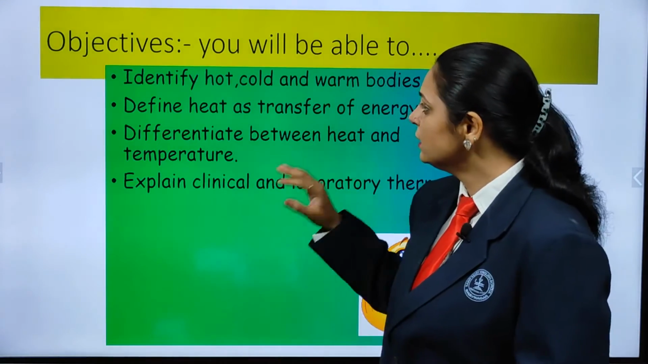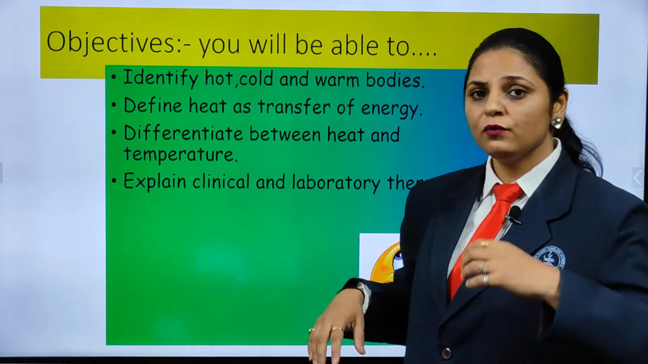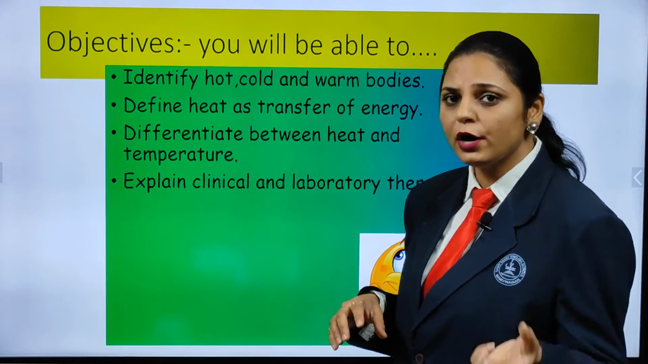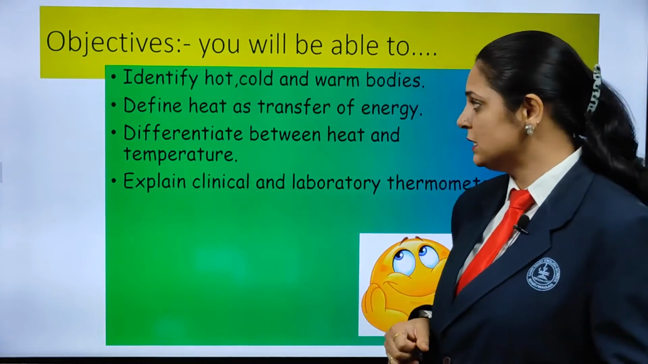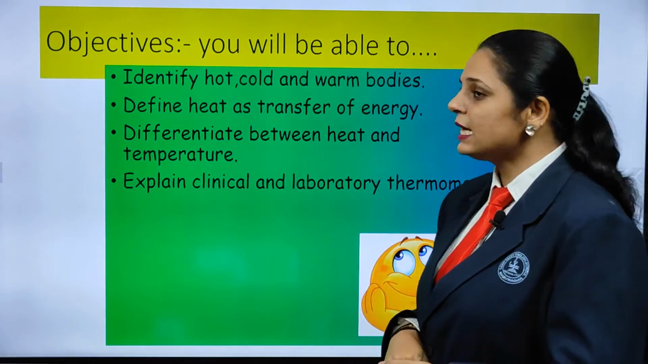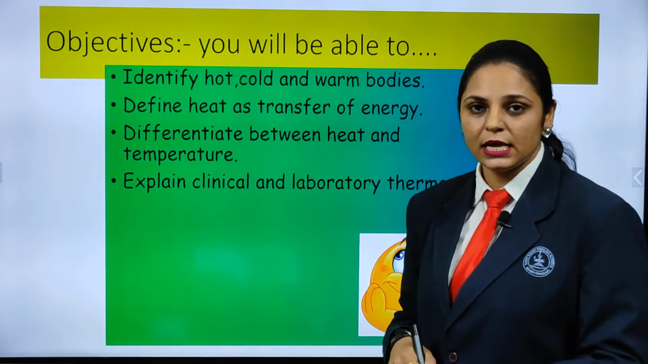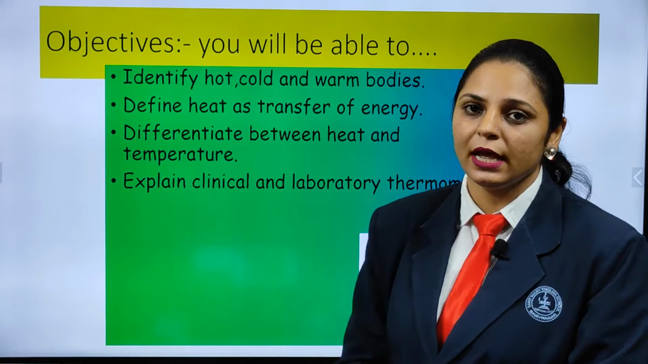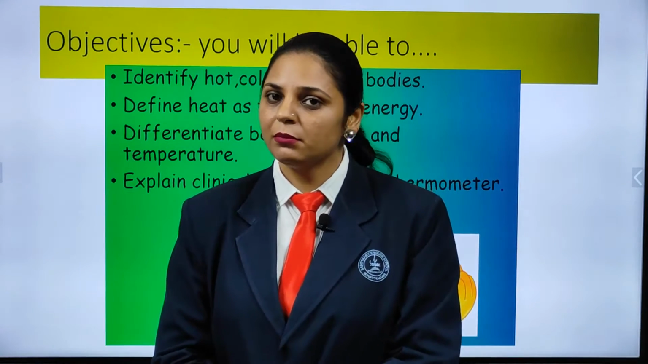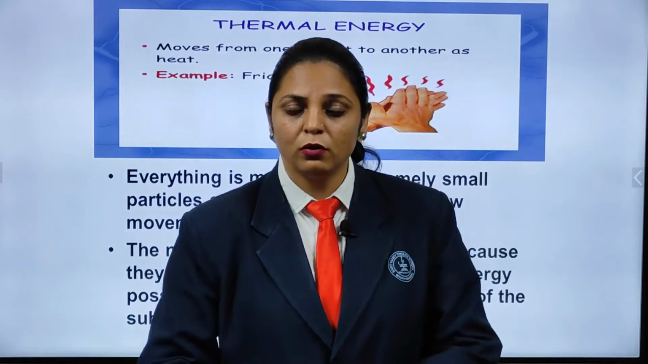In this chapter, I am going to take a few objectives. These are: to identify whether an object is hot, cold or warm, and how you will come to know about these; to define heat as a transfer of energy; to differentiate between heat and temperature; and to explain what a clinical thermometer and a laboratory thermometer are. I think among these terms many of you know, but let us start now.